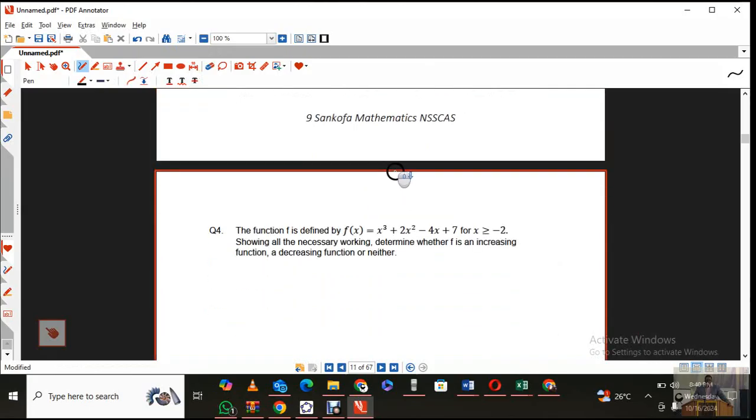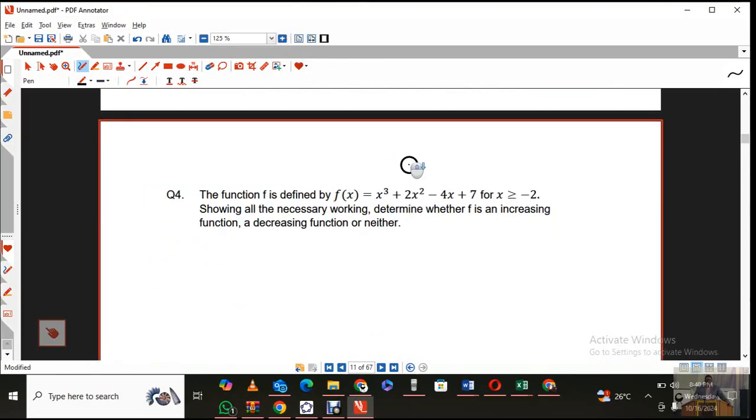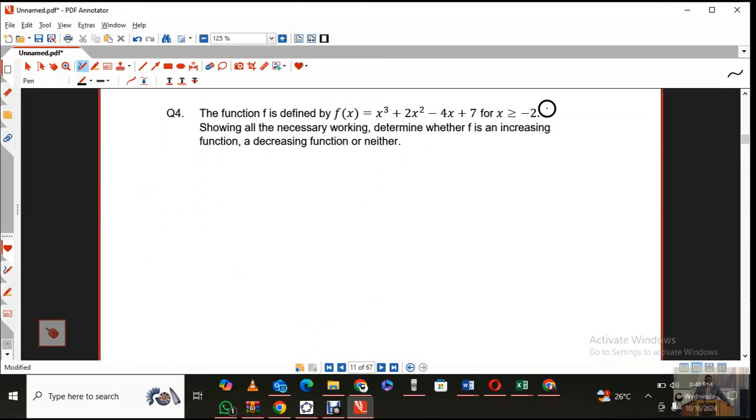All right, let's go to question 4. There are a lot of questions, so I'm going to do them in parts. This is part 1 of my work on differentiation. It says the function f. Now I'm not going to draw graphs for all of this. It's just that I believe some of them were helpful if we're doing that.